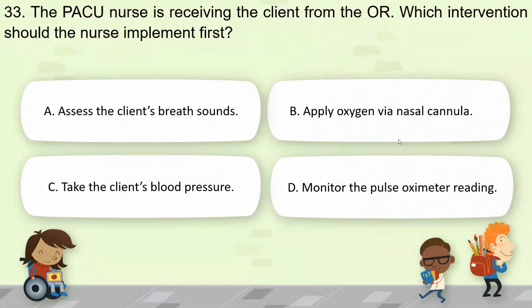Of course, letters A, C, and D are part of the assessment. Letter B is eliminated because that is an intervention. But here we talk about ABC: airway, breathing, circulation. So we check for airway first. The airway should be assessed first when caring for a client, so we follow the ABCs, and that is 33, letter A.